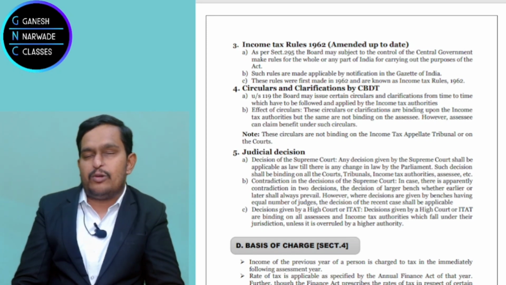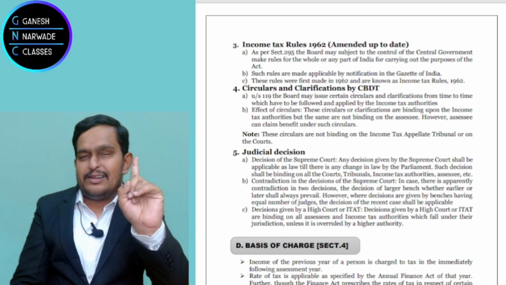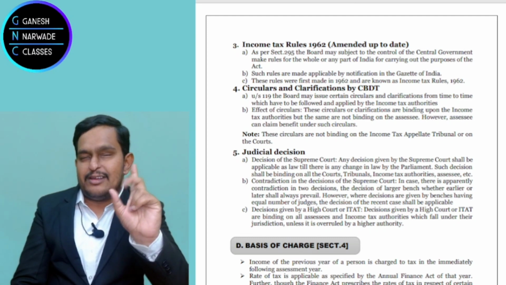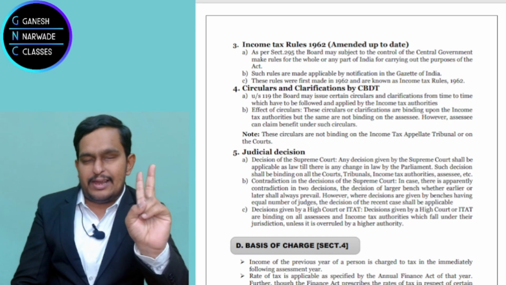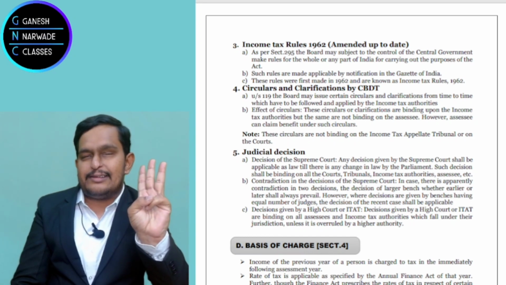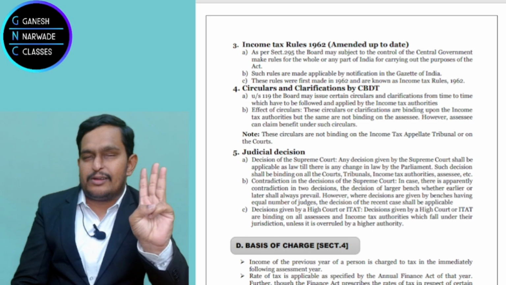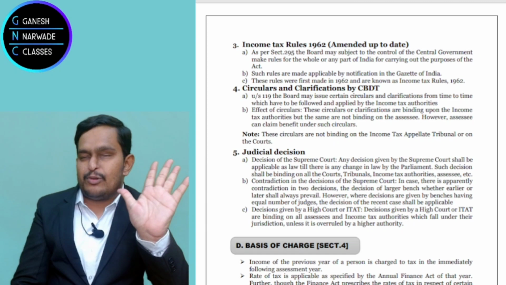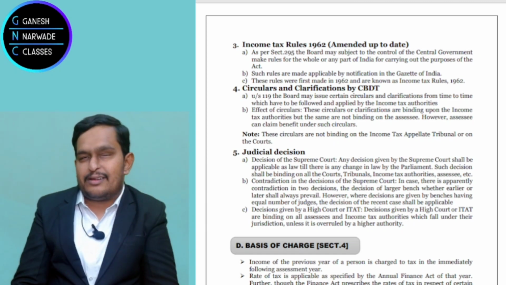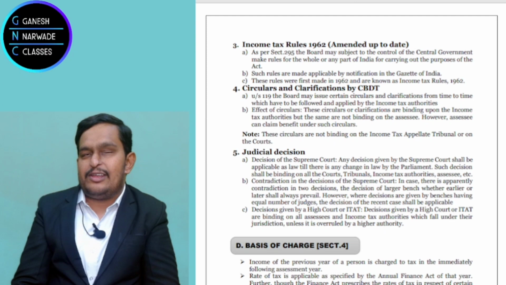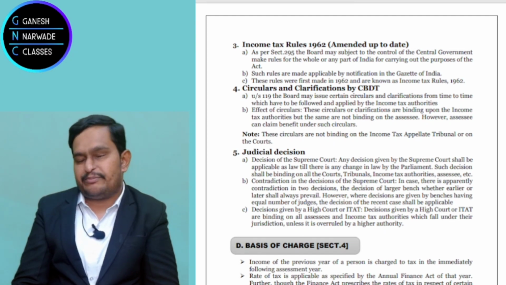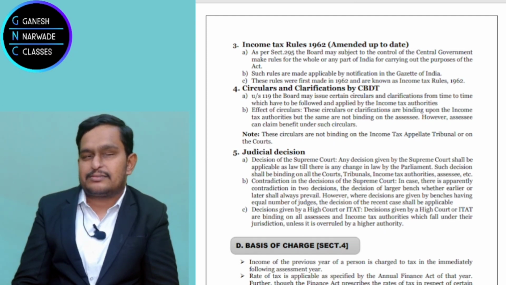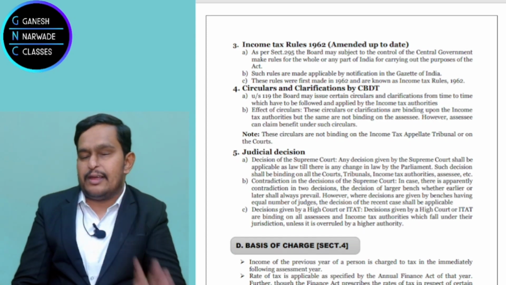Now I said till now there are 5 sources. First one, Income Tax Act 1961. Second one, annual amendments through Finance Act. Third one, I said that there is something called Income Tax Rules 1962. Fourth one, circulars and clarifications. Fifth one, judicial pronouncements. Very good. This way you have to understand each and everything. Okay, right. Now let's go to the next story. 5 things are super clear to you.